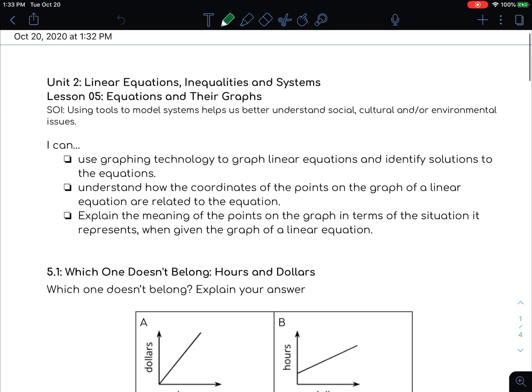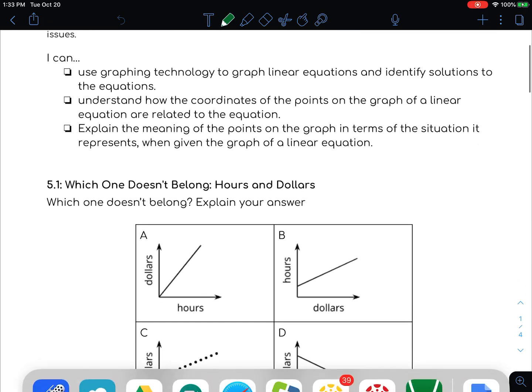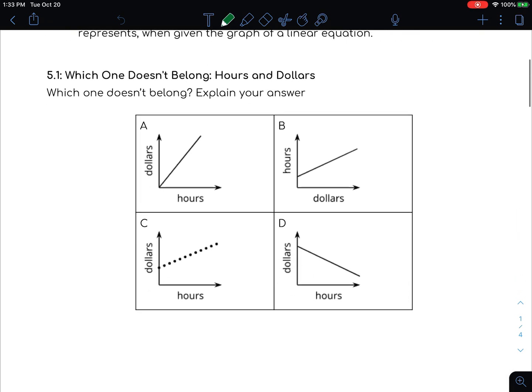All right, so we are moving on to our lesson 5 called Equations and Their Graphs from our linear equations unit here. And today we're going to be looking at a few graphs and maybe even using Desmos a little bit to look at some linear equations and identify solutions. Look at coordinates on the graphs and see how they can help us identify solutions, as well as the meaning for the points. We're going to do this warm up in class.